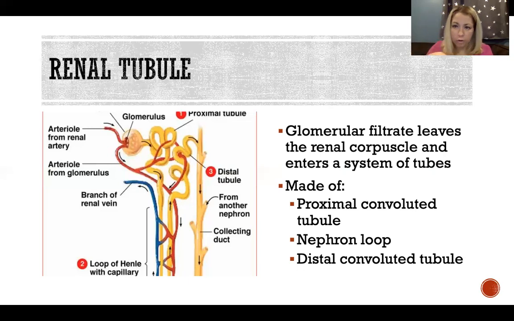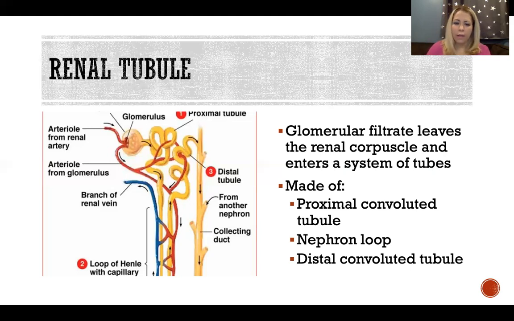It's a curly straw, basically, and then it dips down into the nephron loop, also referred to as the loop of Henle for the person who originally discovered it. It dips down into the nephron loop, which dips down into the renal medulla. So it goes deeper into the kidney, comes back up. And then on the distal end, we have the distal convoluted tubule. Then the distal convoluted tubules lead into the common collecting ducts.